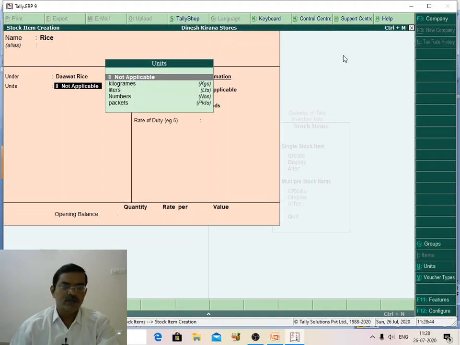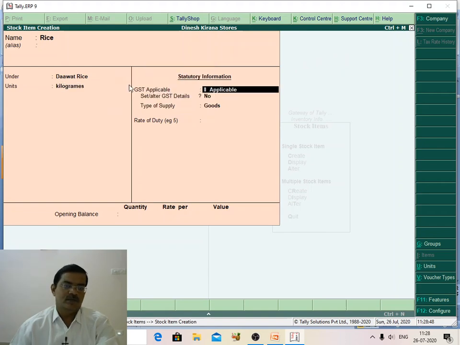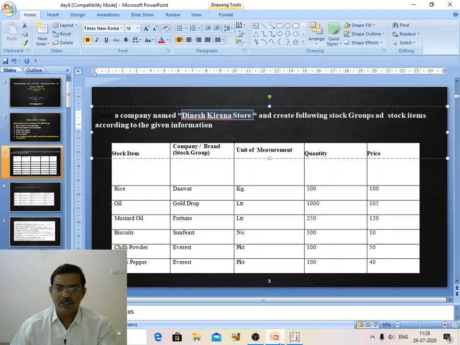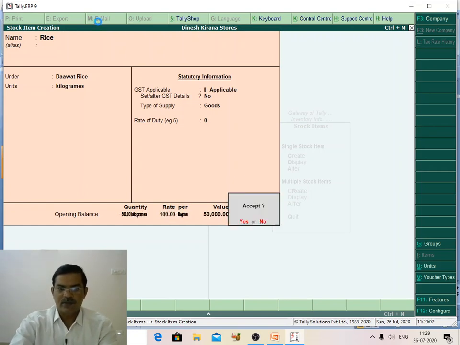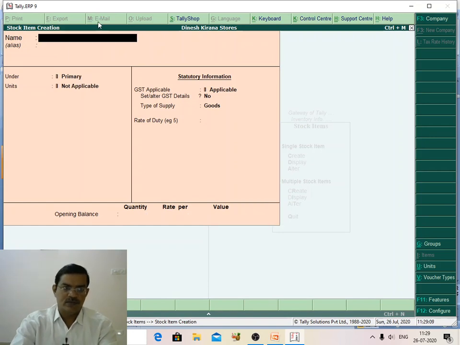So how can we measure this rice? We can measure in kilograms. What is the quantity available here? The available quantity is 500 kgs. The price is 100 only. So 500 kgs at 100 per kilo gives the value like this. I posted the entry.